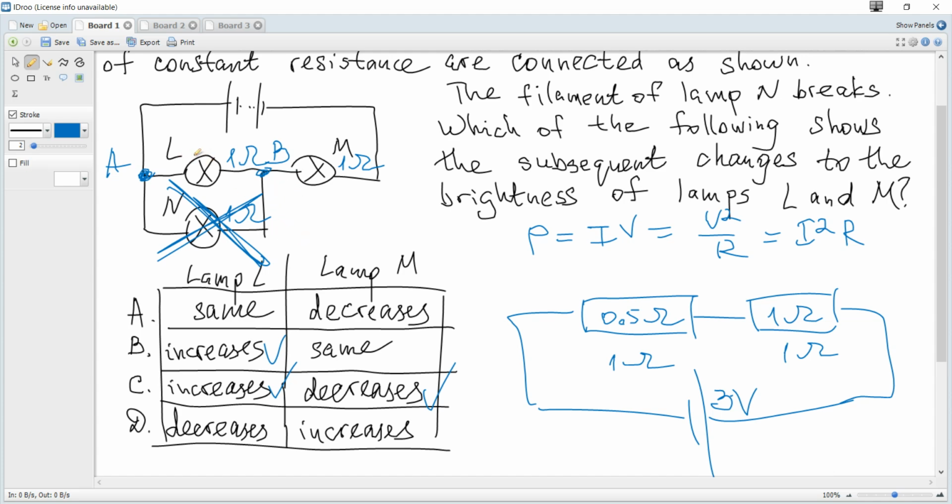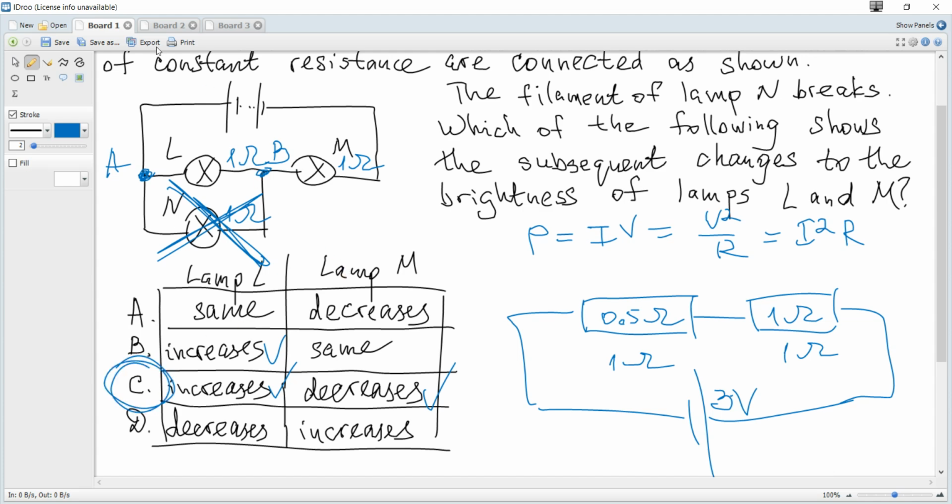So voltage across L increases, but since they are in series, total voltage is constant. It's the voltage provided by the battery, or e.m.f. So if voltage across L increases but the sum is constant, hence voltage across M decreases.